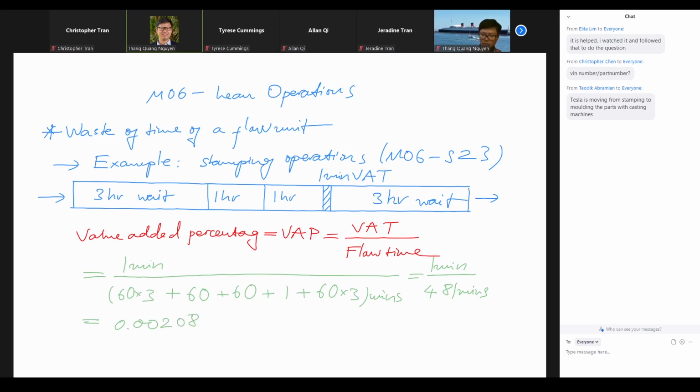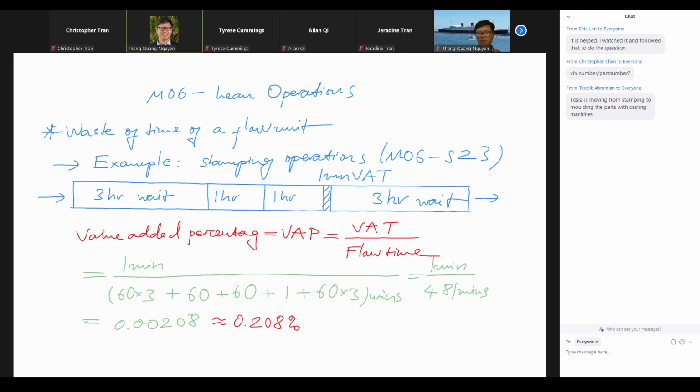Or in other words, we talk about 0.208%, right? It's quite shocking. At the end of the day, we calculate this and we see that the flow unit is only under value-added activity for way less than 1% of the time, right? As a manager, when we look at this, we're not happy at all.